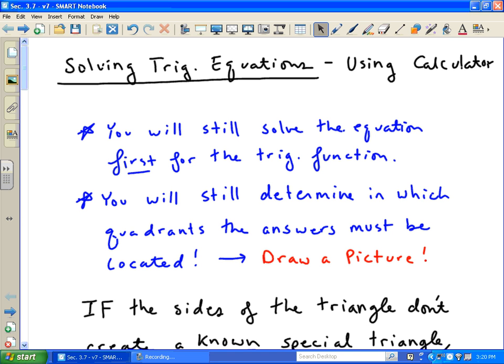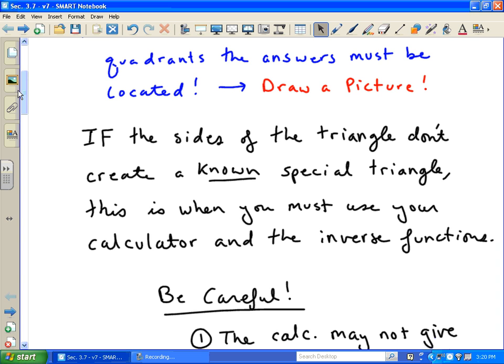And so you still start these equations off the same way that you would start off a regular trig equation. If the sides of the triangle don't create a known special triangle, then this is when you must use your calculator and the inverse functions to be able to solve.